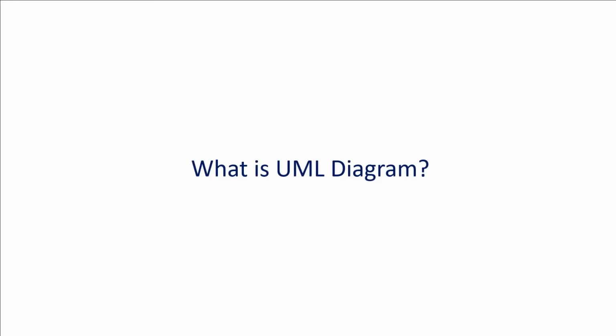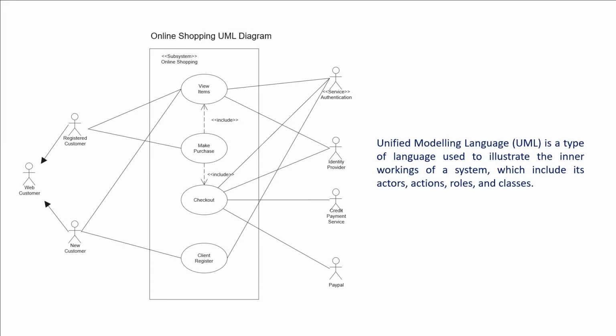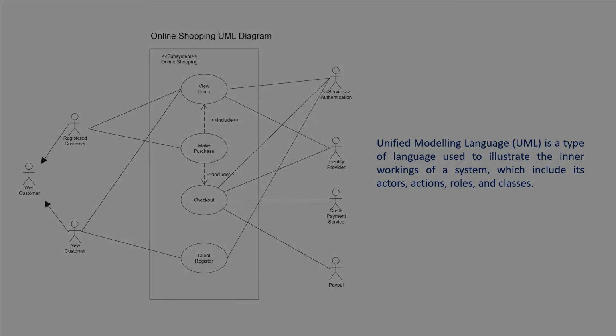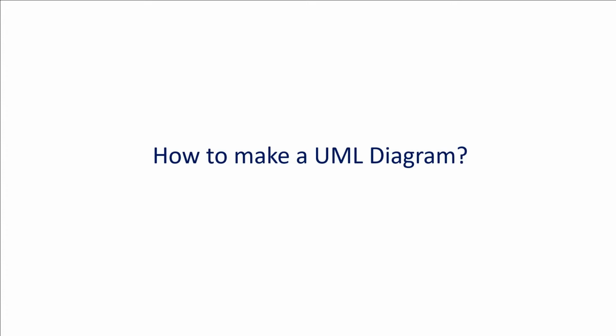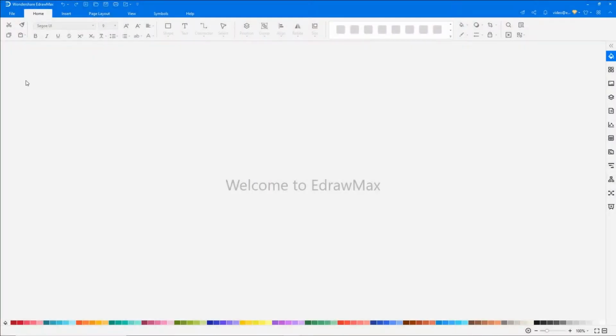In this video, we will learn about a UML diagram. UML stands for Unified Modeling Language. It's a type of language used to illustrate the inner workings of a system, which include actors, actions, roles, and classes. Let's learn how to make a UML diagram using EdrawMax.